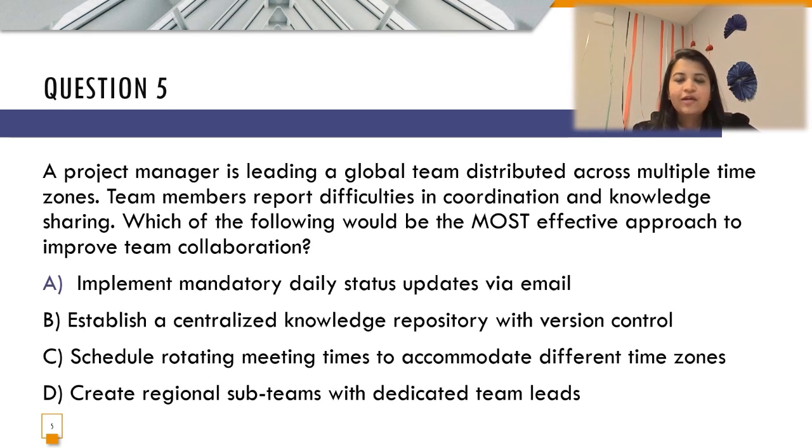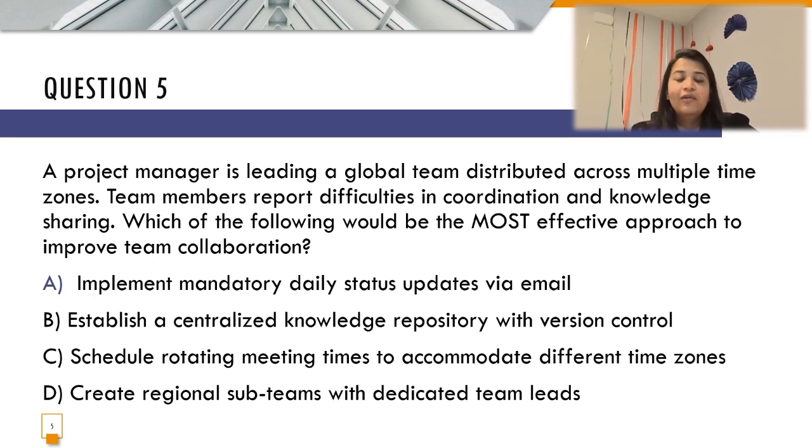Question number 5. A project manager is leading a global team distributed across multiple time zones. Team members report difficulties in coordination and knowledge sharing. Which of the following would be the most effective approach to improve team collaboration? Please note the usage of the keyword most. Options are: A, implement mandatory daily status updates via email. Option B, establish a centralized knowledge repository with version control. Option C, schedule rotating meeting times to accommodate different time zones. Option D, create sub-regional teams with dedicated team leads.